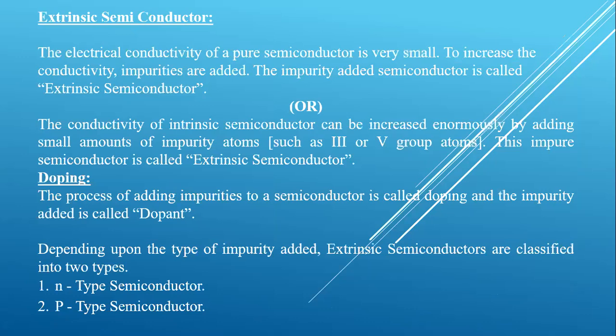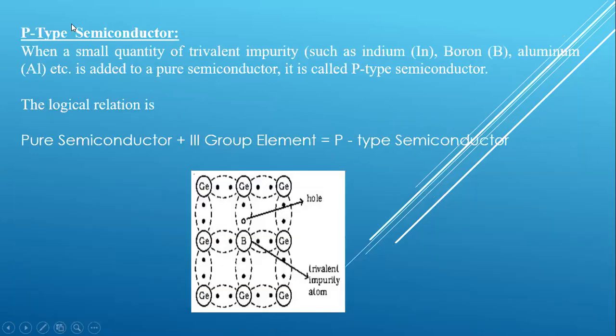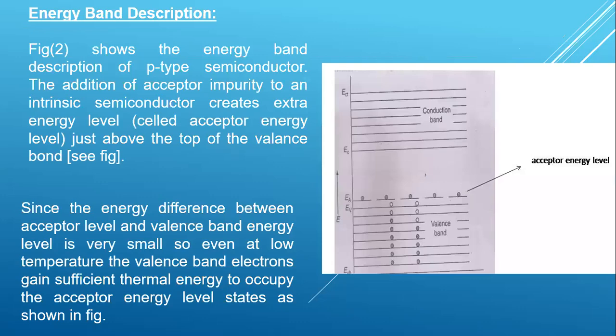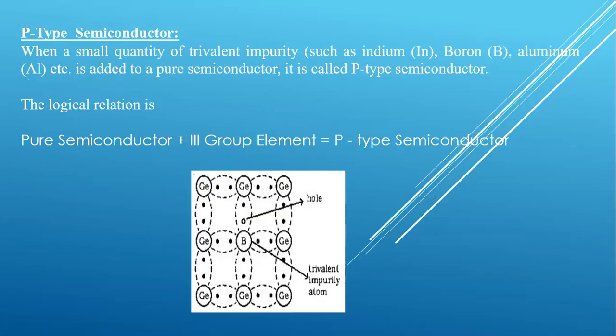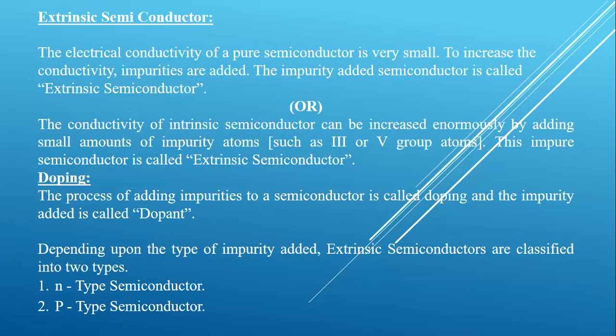Okay. And now we go for another one. Based on the purity, you know, extrinsic and intrinsic. Now you go for extrinsic semiconductor. What is extrinsic and what is intrinsic? The electrical conductivity of pure semiconductors is very small. To increase the conductivity, impurities are added. This impurity-added semiconductor is called an extrinsic semiconductor. Okay, see the diagram.